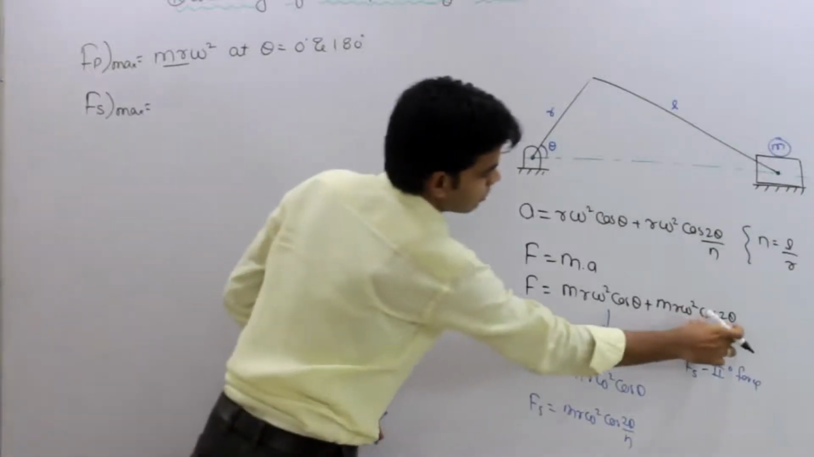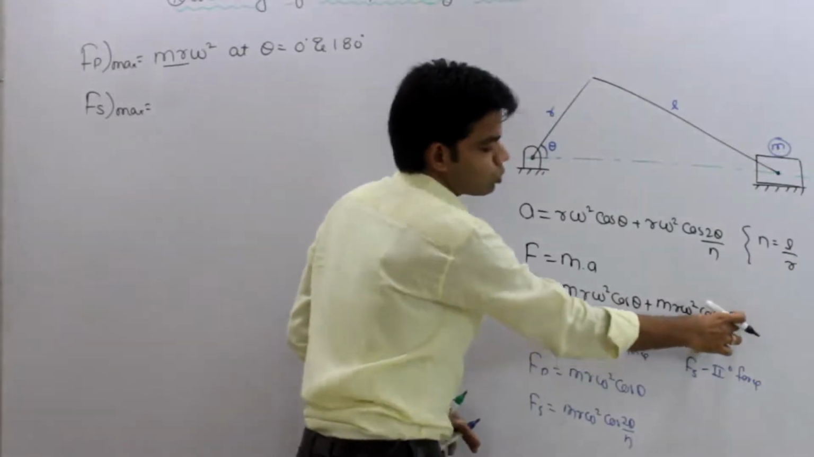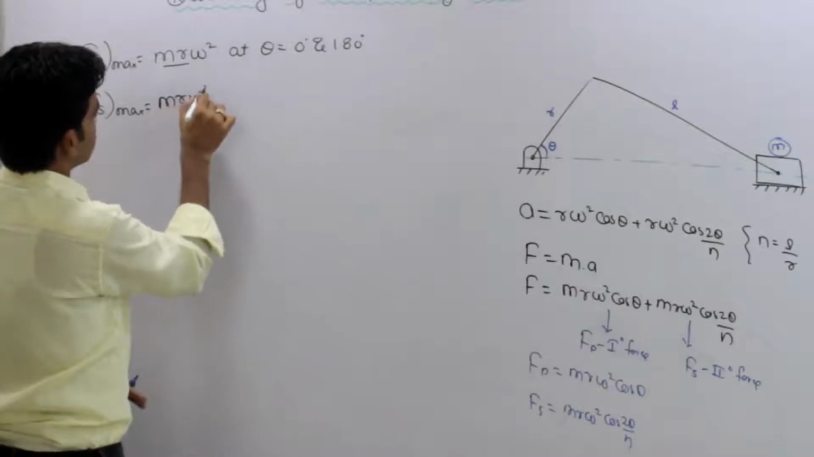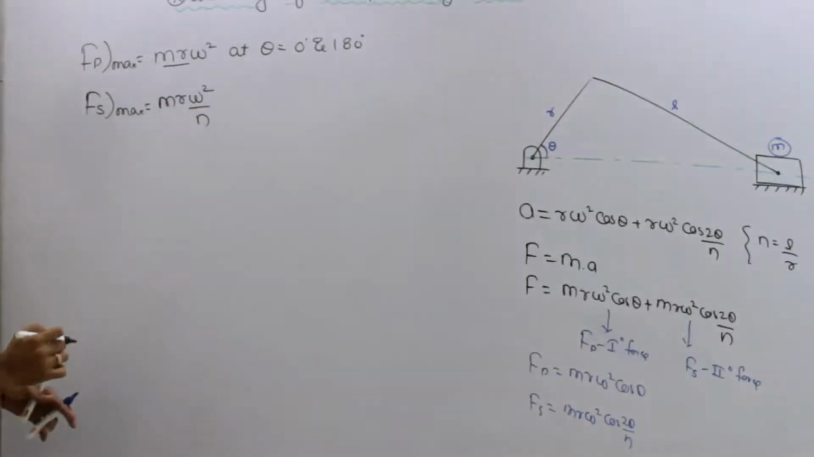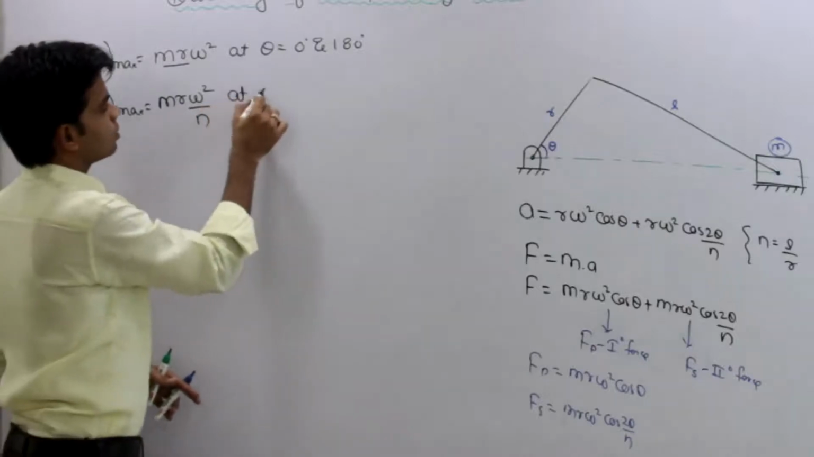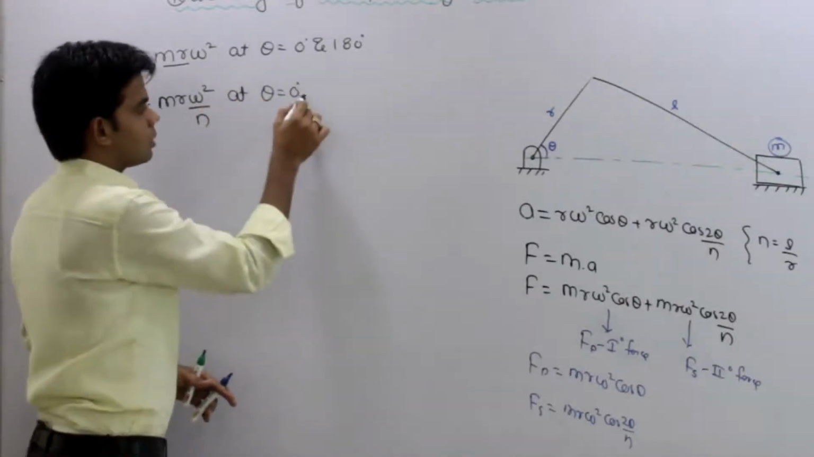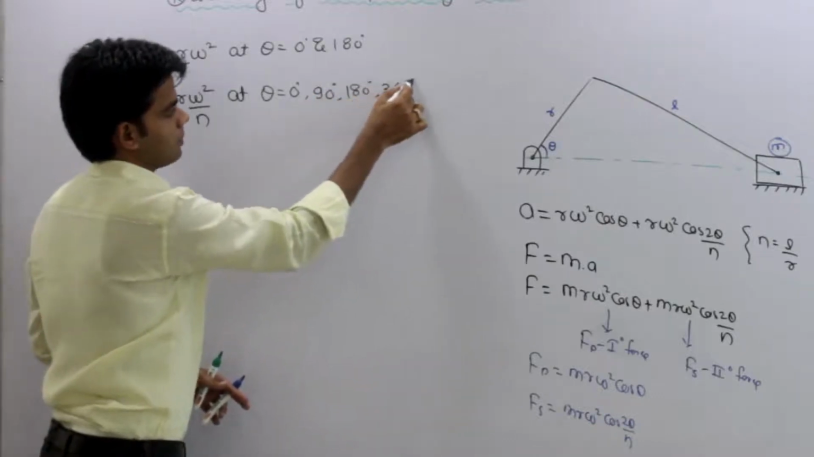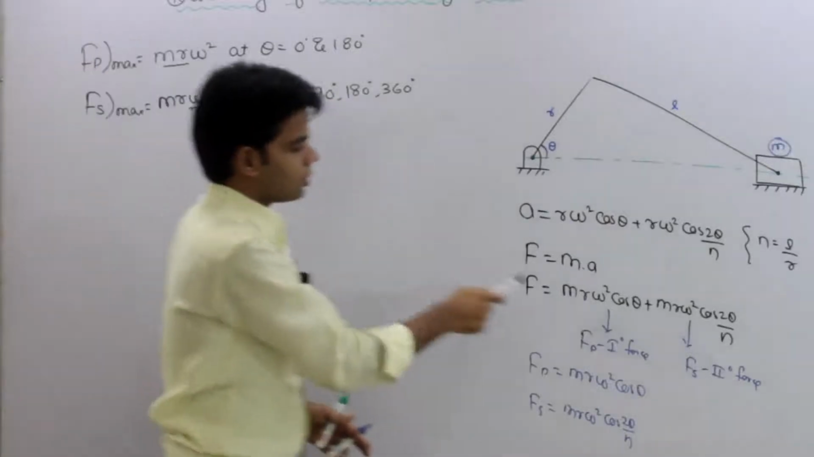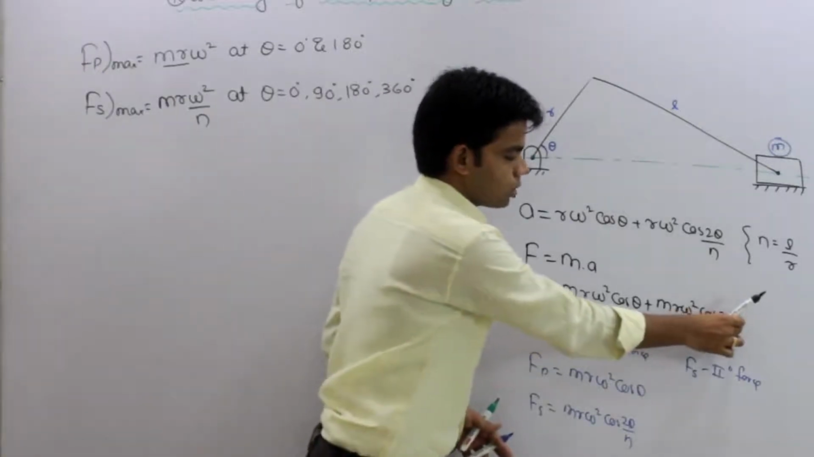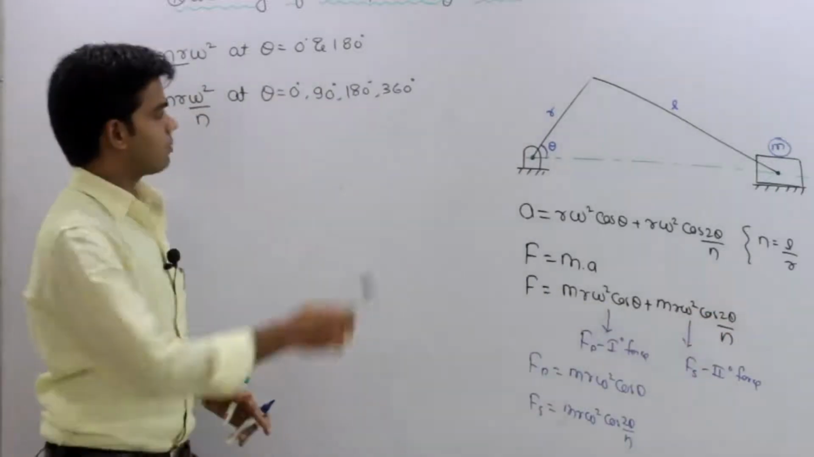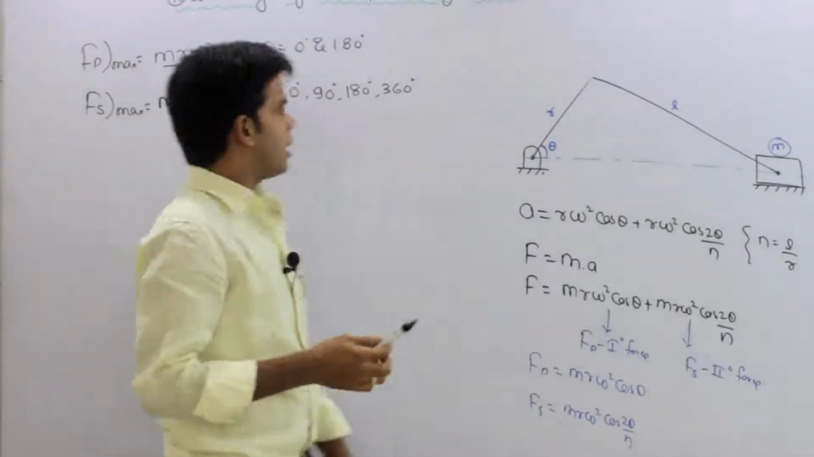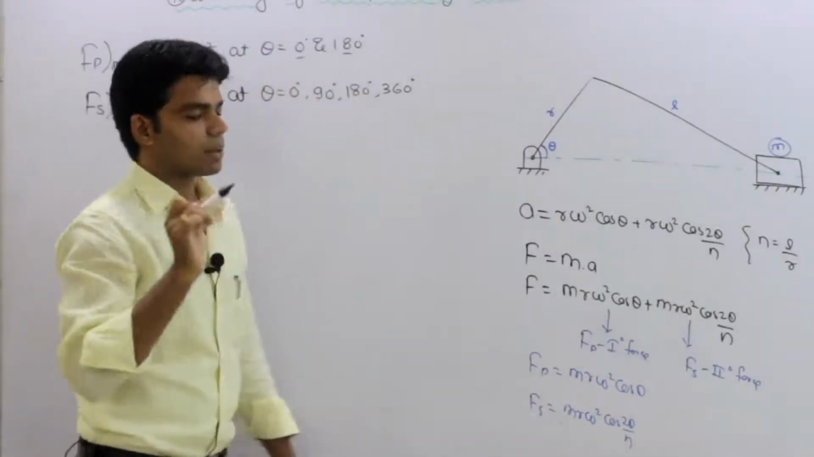Similarly, the maximum secondary force: when will this force be maximum? When cos 2 theta is equal to 1, then this will be equal to mr omega square by n. This is the maximum value of the secondary force, at theta equal to 0 degree, 90 degree, 180 degree and 360 degree. Because when theta is 90, 2 theta is 180 and cos 180 magnitude is 1. So we have 4 different crank positions at which the secondary force is maximum, and 2 different crank positions at which the primary force is maximum.